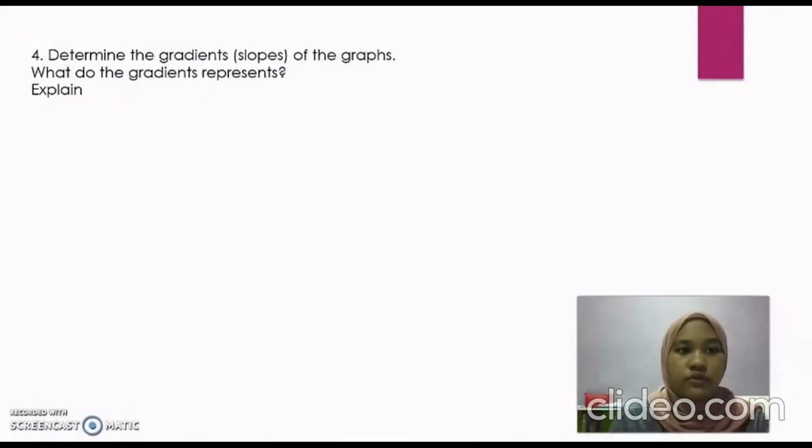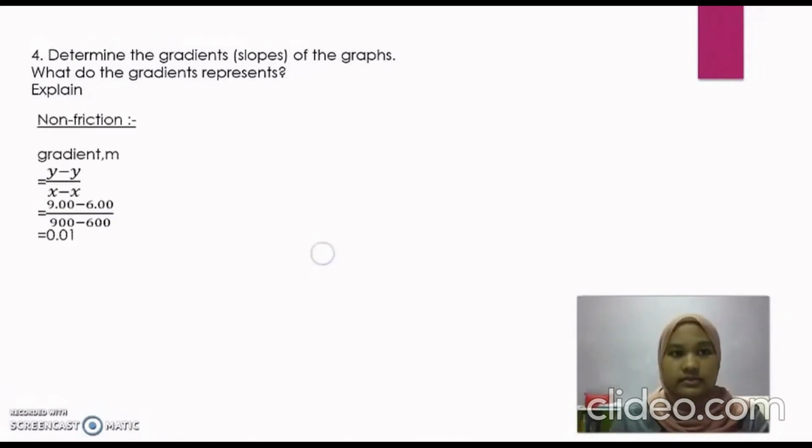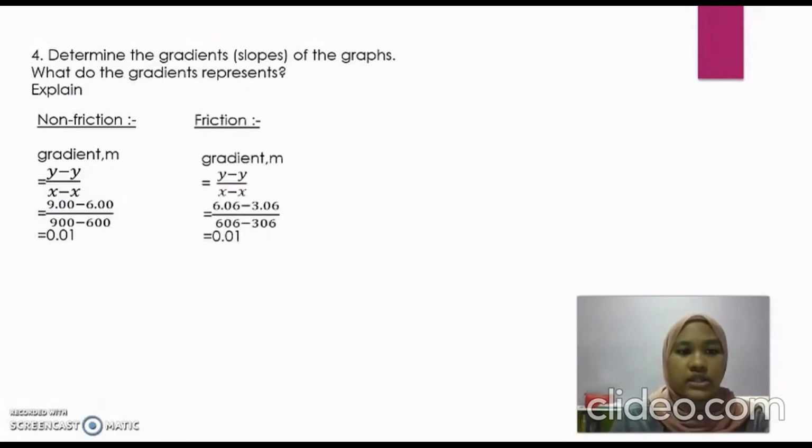Okay, so for question 4, determine the gradients of the graphs. What do the gradients represent? Explain. So for the non-friction graph, the gradient is 0.01. And for the friction graph, we have the gradient 0.012. So for both graphs, we have the same value of gradient.